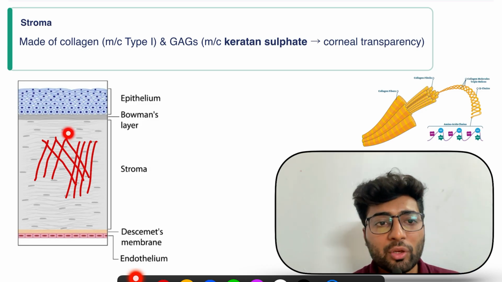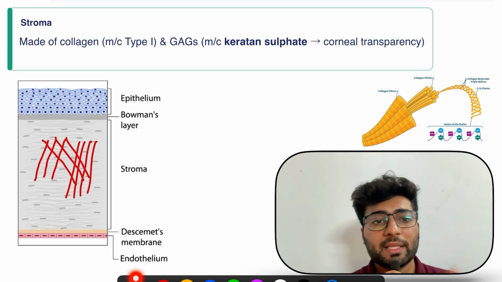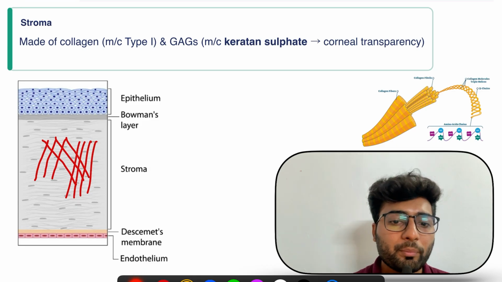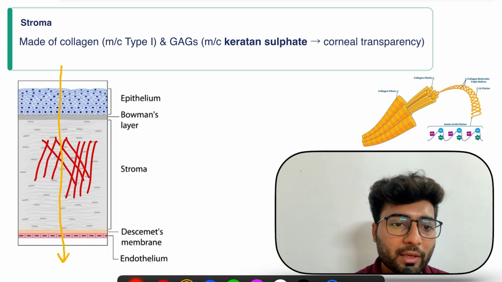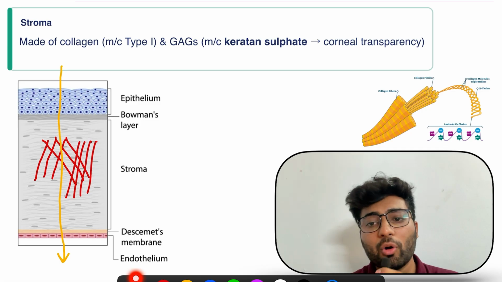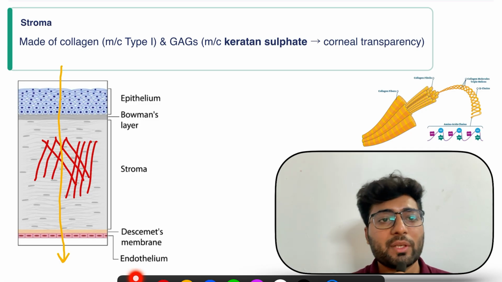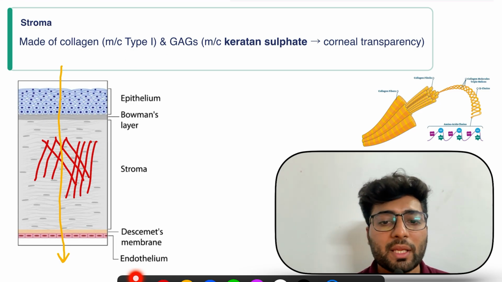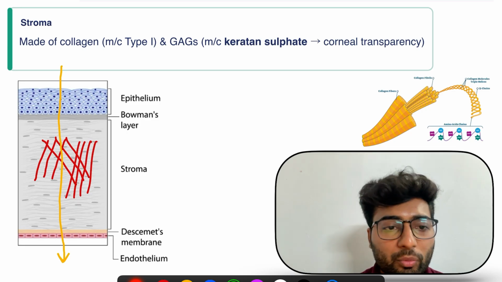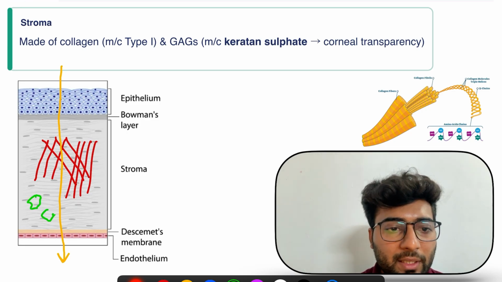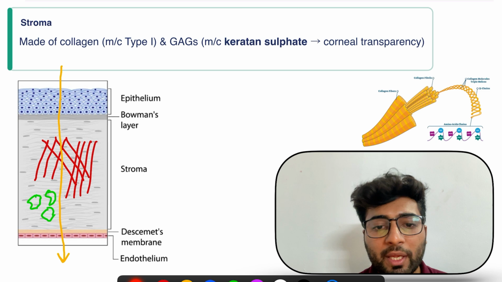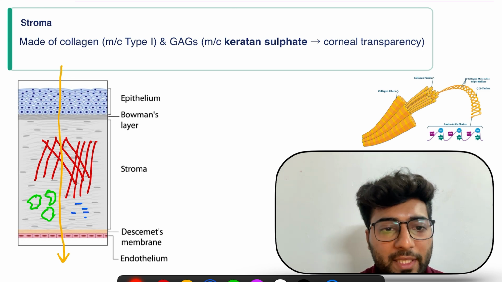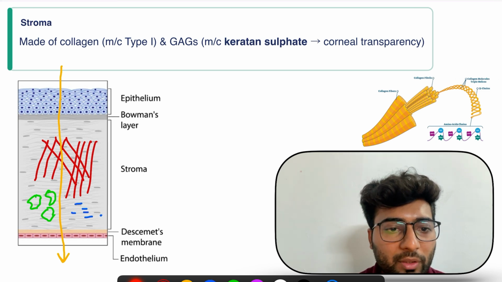So if this regular pattern of collagen is disturbed, then there will be no passage of light through this cornea, and it will make the cornea opaque. Normally the cornea is transparent. So we have first collagen, which is most commonly type 1 collagen, arranged regularly. Second is glycosaminoglycans. See, what are glycosaminoglycans? In the stroma we have some sponge-like glycosaminoglycans. What do they do? Whenever there is a bit of water or excess water here, these glycosaminoglycans absorb this water or take this water.